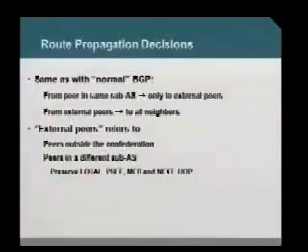The route propagation decisions are the same as with normal BGP. So a route from a peer in the same sub-AS only goes to external peers. From external peers, it goes to all neighbors. So it just looks like a normal eBGP, iBGP thing within a sub-AS.